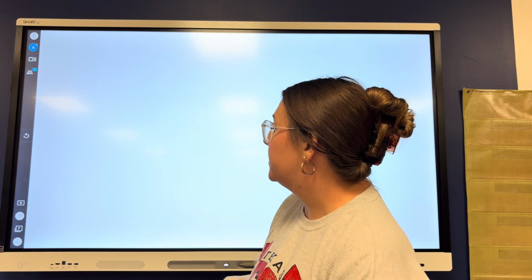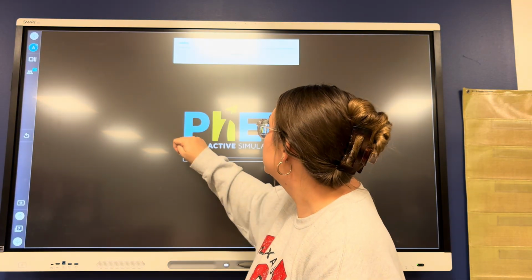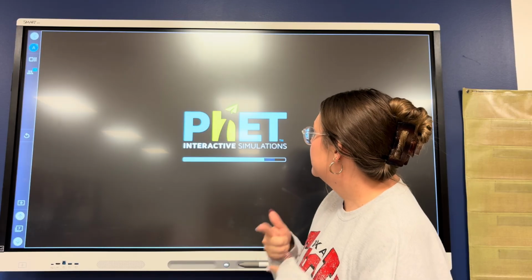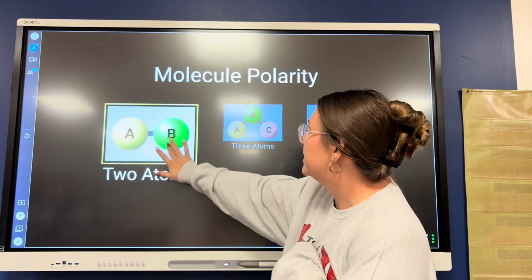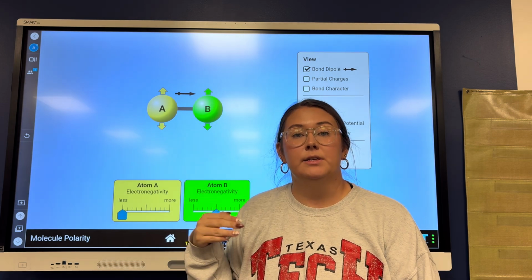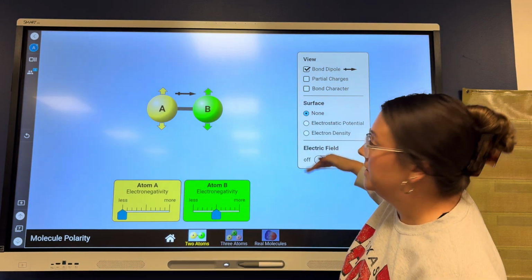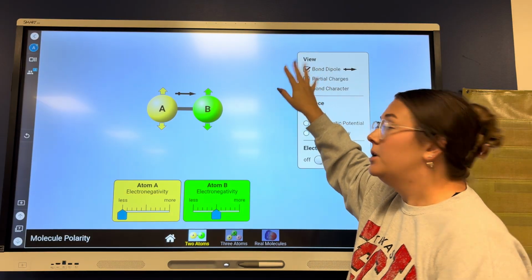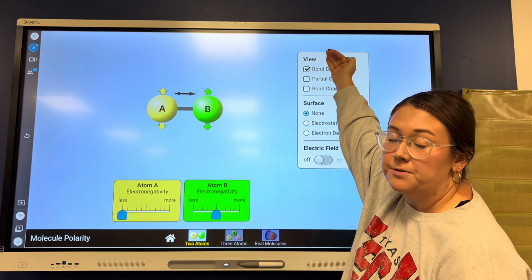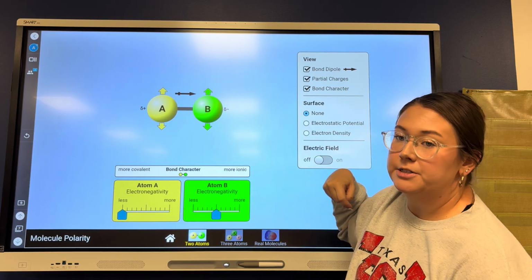So when you open up your PhET, you're going to click on 2 atoms. Give it a second to load. We're going to click on 2 atoms. And then I'm going to highlight some of the things that I want you to make sure that you click on your end as well. On this right-hand side where it says view, we want to make sure that we have bond dipole checked. That's defaulted. But we also want to check partial charges and bond character.